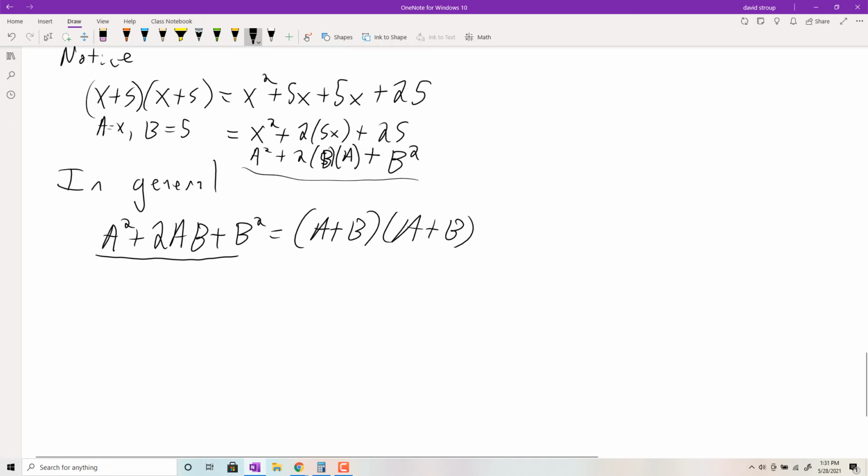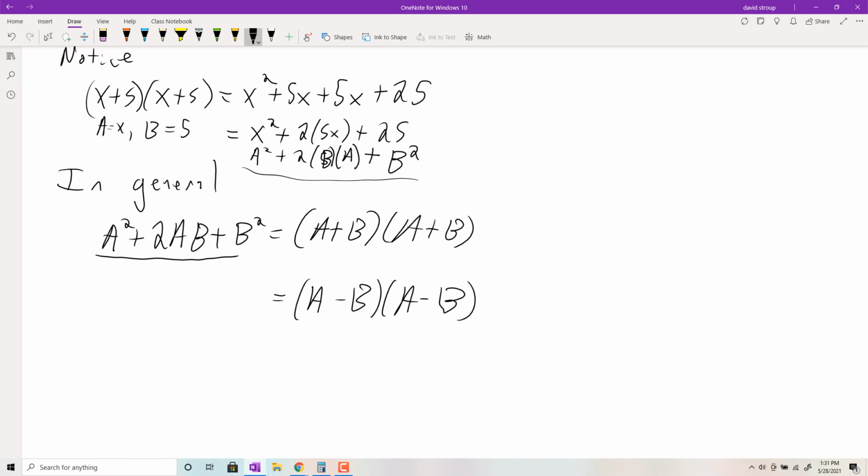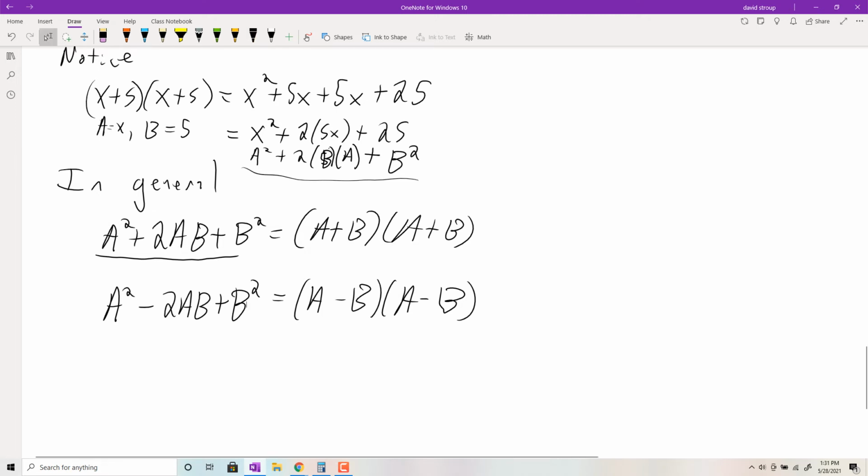Of course, we have the other form as well, a minus b times a minus b, which has the same form except the middle term is negative. Right? So you'll get negative ab minus ab, or in other words, 2 of them in the middle. In practice, I don't really memorize these forms.